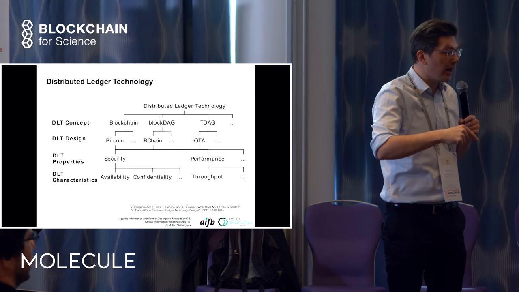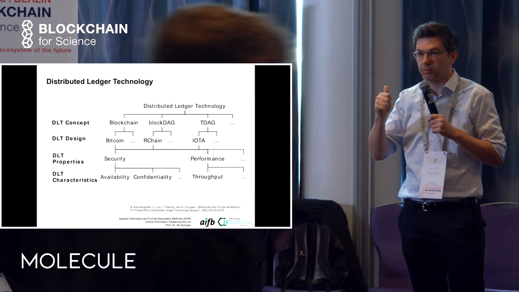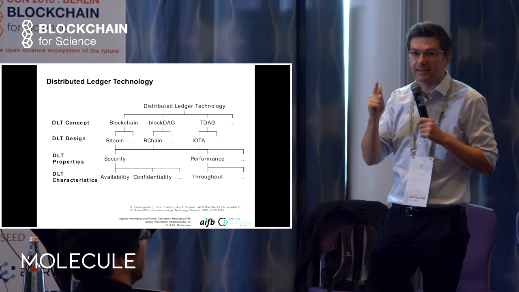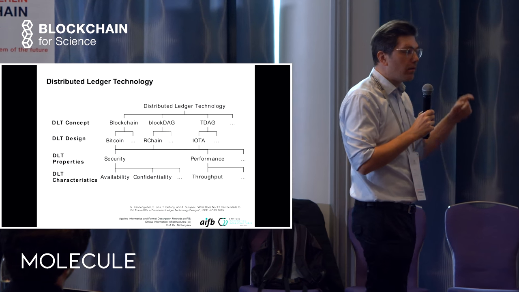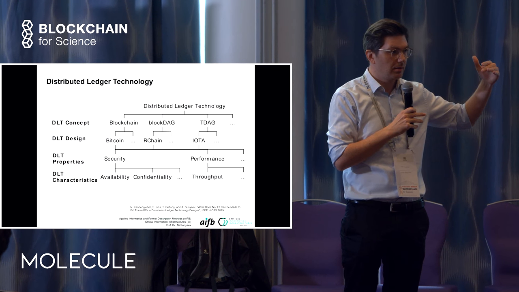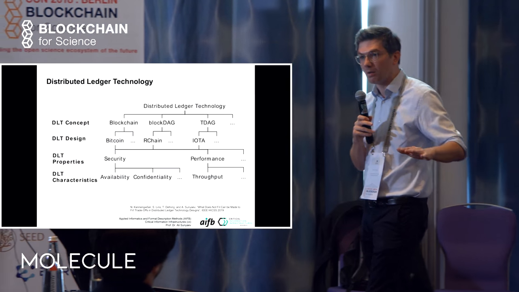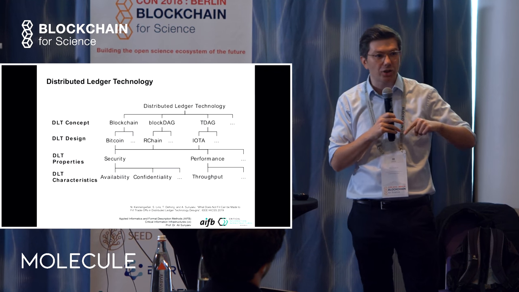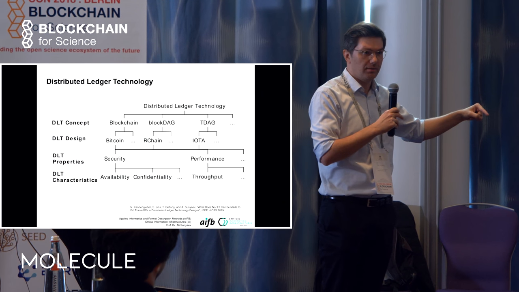Because in a blockchain, every block has exactly one predecessor block and exactly one successor block. But there are concepts of DLT where blocks may have multiple predecessor blocks or multiple successor blocks, or where you don't have blocks at all, where transactions directly refer to each other.